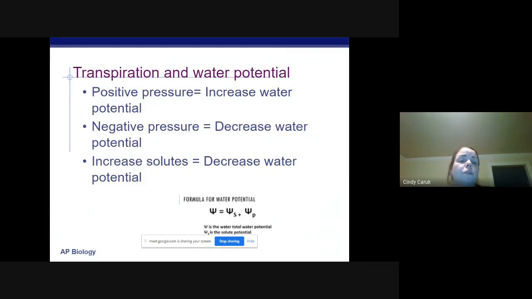So positive increases water potential, negative decreases water potential. Solutes, remember, always decrease water potential because our solute potential formula is negative iCRT, right? So it's always a negative number. And so water is always going to want to go where there's more solutes and where there's more negative pressure, and it's going to want to leave an area where there's positive pressure.